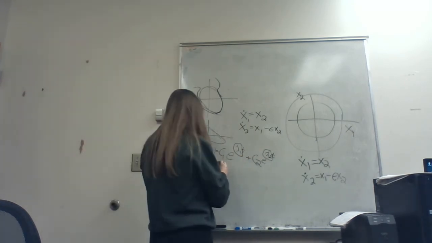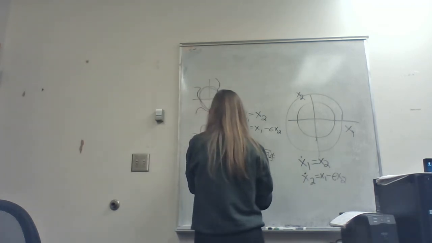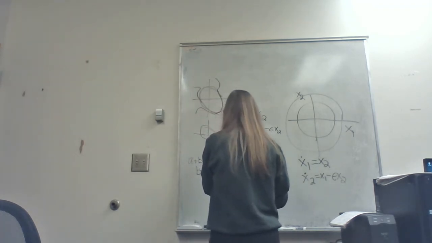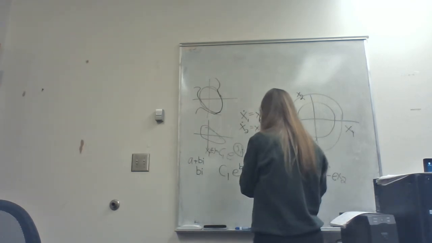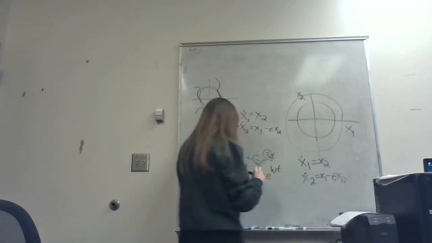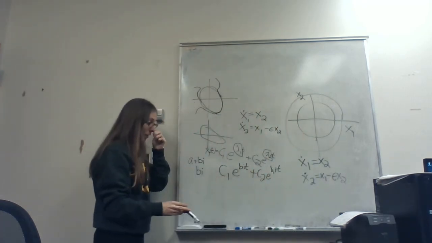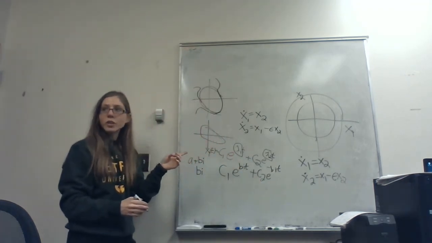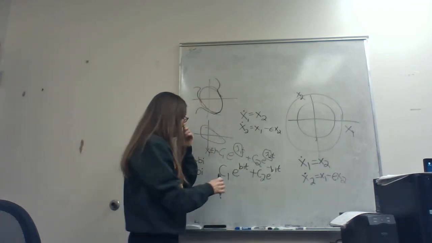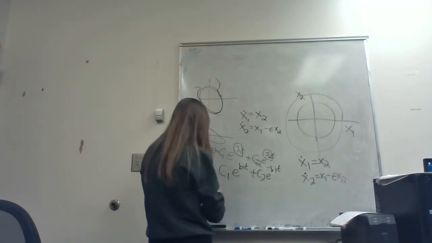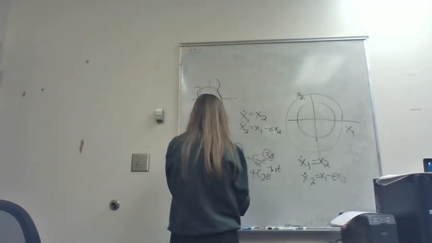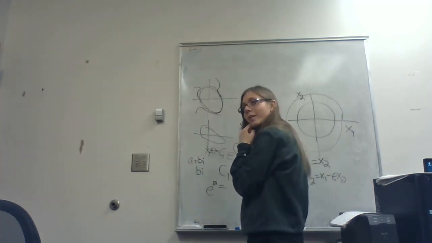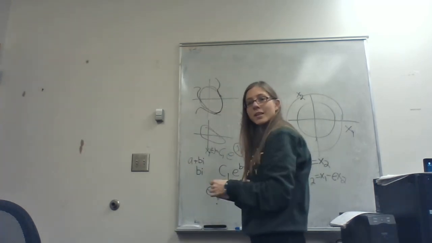But if they're both imaginary, then it's c1 e to the b1 i t plus c2 e to the negative b i t, something like that. Pretend that your eigenvalues are complex conjugates. Then it turns out you can rewrite, you know how there's that Euler formula, e to the ai is equal to something about cosine and sine.